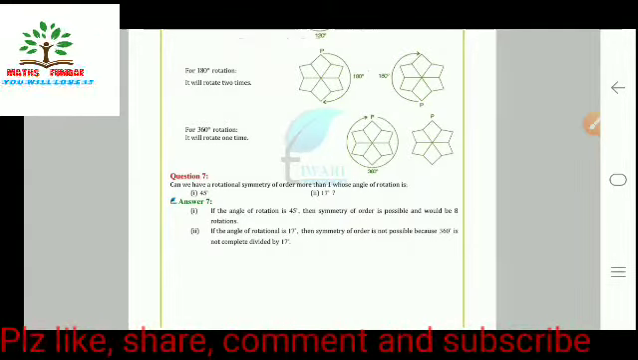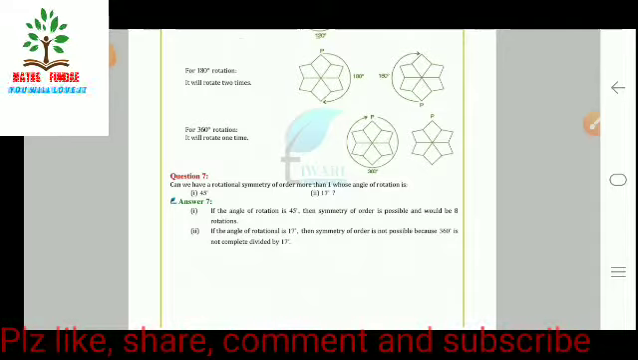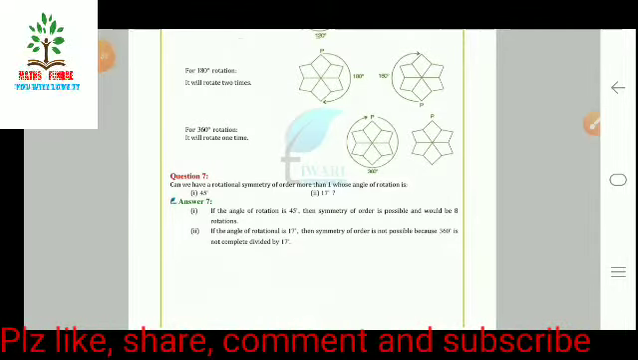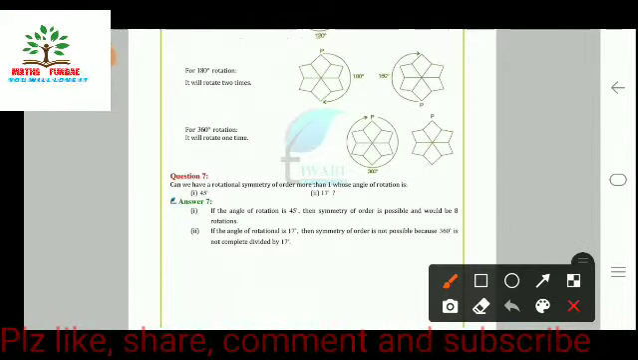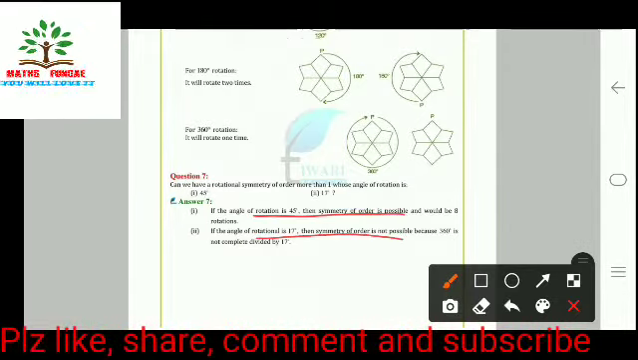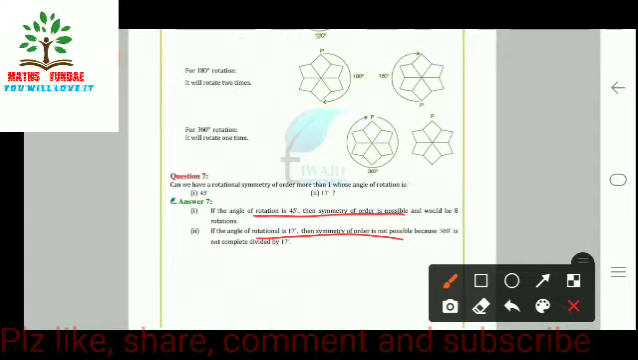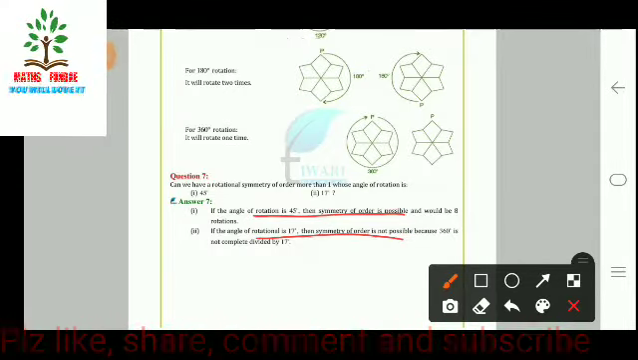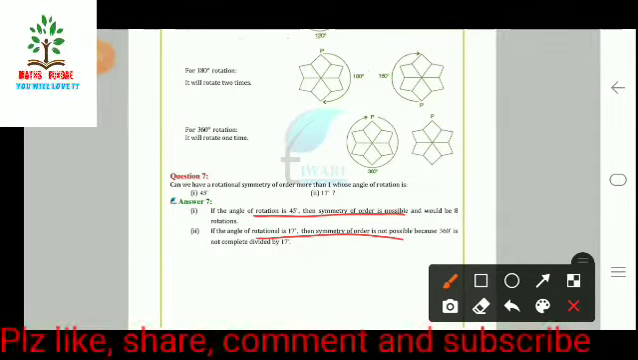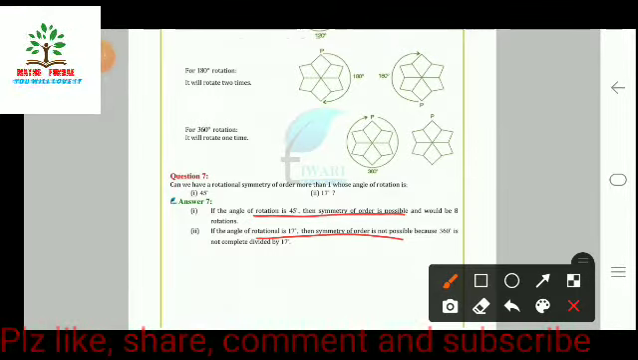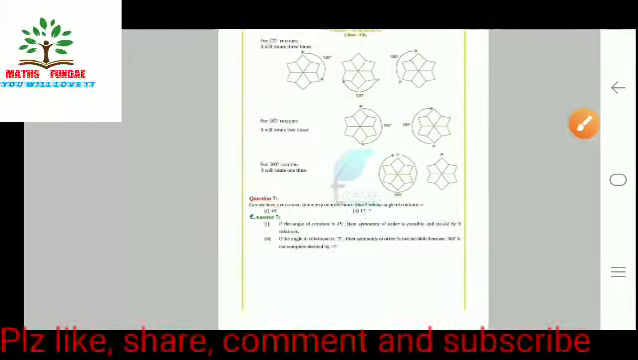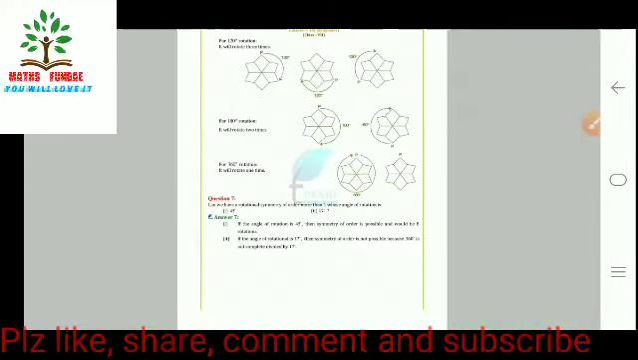Question 7: can we have a rotation symmetry of order more than 1 whose angle of rotation is 45 degrees, 75 degrees? If the angle of rotation is 45 degrees, the symmetry of that order is possible. If the angle of rotation is 70 degrees, then symmetry of that order is not possible, because 360 is not completely divisible by 70. So we have to see whether 360 is divisible by the angle, and only then can we rotate it. In this way you can solve these exercises, and if you find any problem you can ask.